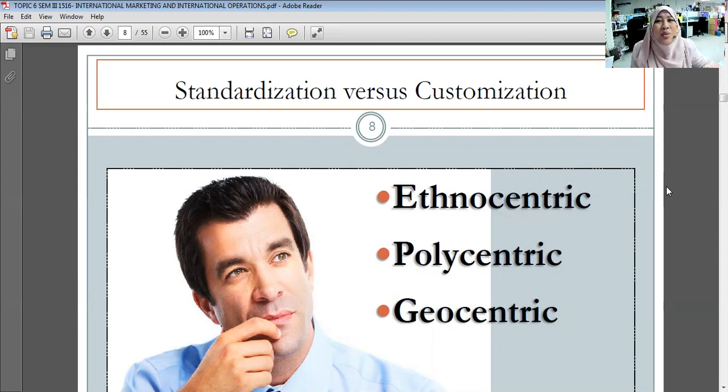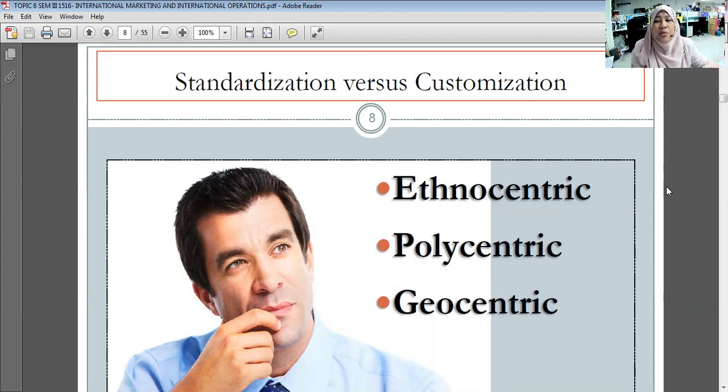So it's the same with Pepsi, the most bottling and packaging you will see. Because why? Penetrating. How do they penetrate the market? It means that they use the geocentric approach. You can use this marketing in the local market or in the international market.